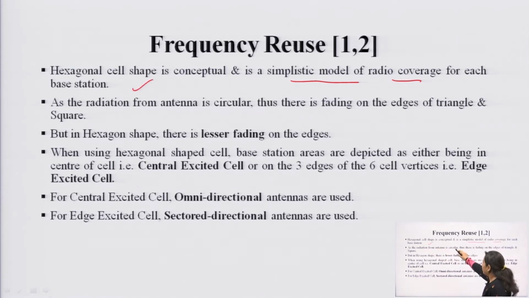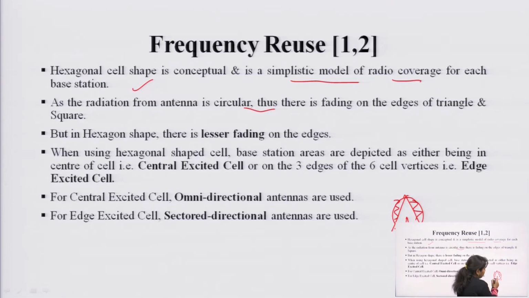As the radiation from the antenna is circular, there is a fading on the edge of the triangle and the square. In case of an omnidirectional antenna, the radiation pattern will be circular in nature, which means it will radiate equally in every direction. Let us say this particular antenna is installed at the center of the triangle, then this will be the coverage, and you can see that this particular area will not be covered.